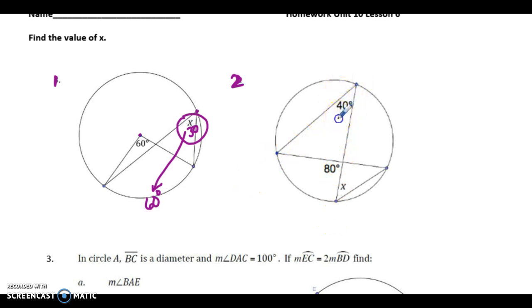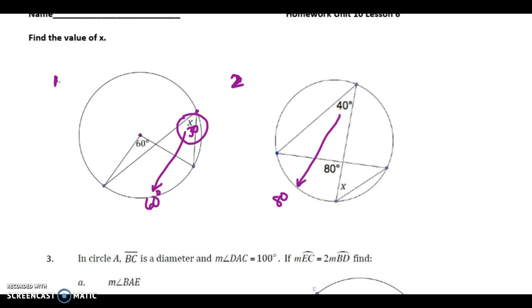So for the next one, number 2, I could use that inscribed angle again, and I could say if that inscribed angle is 40, then its intercepted arc should be twice that, which is 80. And then when I look over here, I don't know for sure that these lines are parallel. If they were parallel, I would know for sure that these would be congruent, but I don't know that. I wish I did, so we've got to do a little bit more work here.